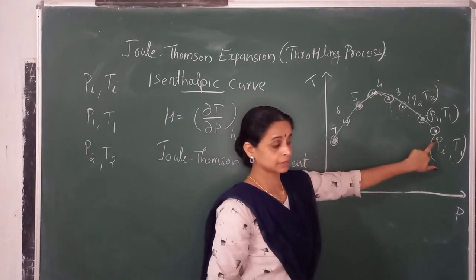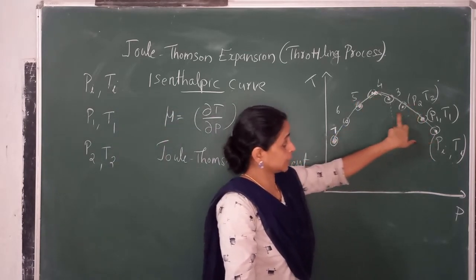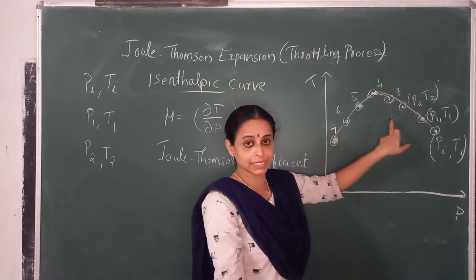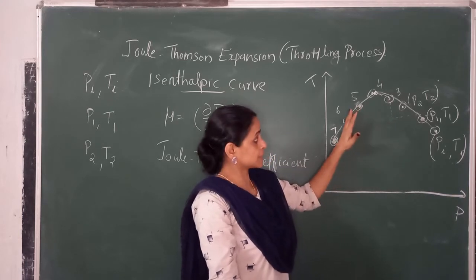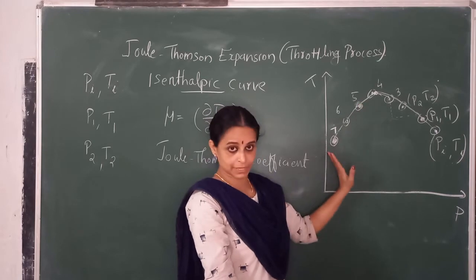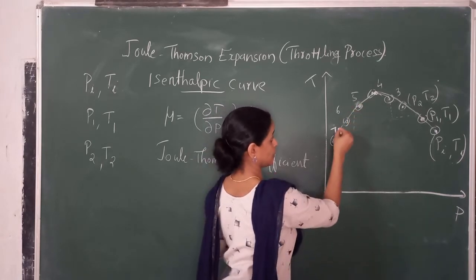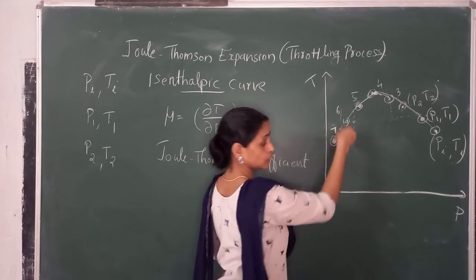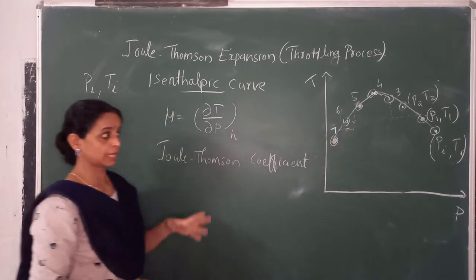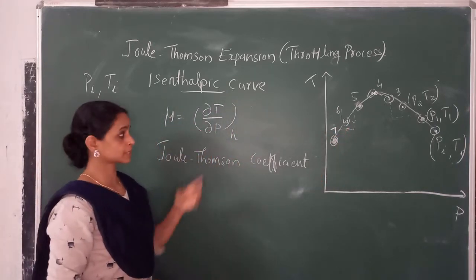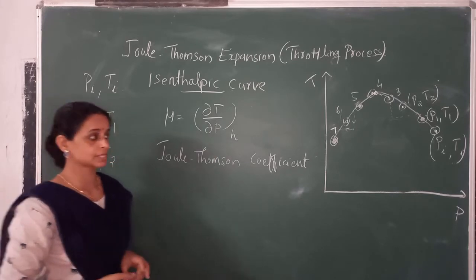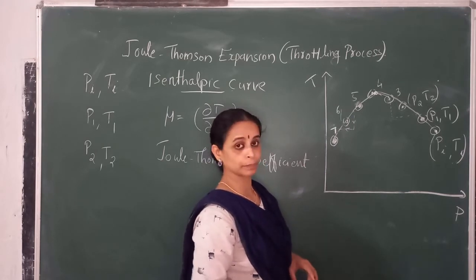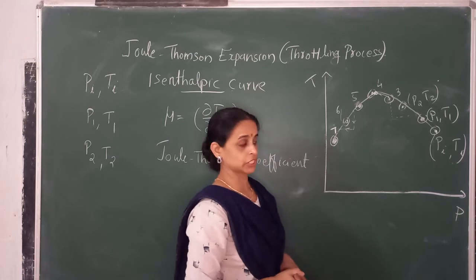For this side, a decrease in pressure means there is an increase in temperature, so this has a negative Joule-Thomson coefficient. For this side, pressure is decreasing and the temperature is also decreasing. So the pressure is decreasing and the temperature is also decreasing, so mu is a positive value here. So mu is represented by ∂T/∂P at a constant enthalpy for this isenthalpic curve. The slope is known as the Joule-Thomson coefficient.